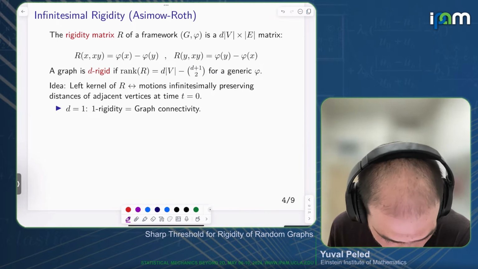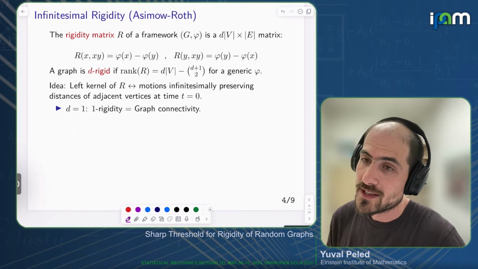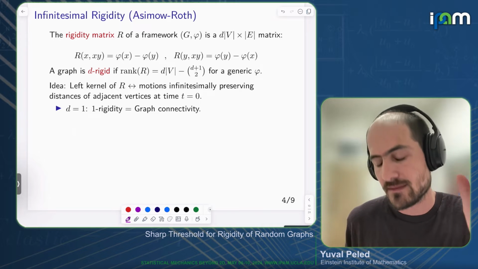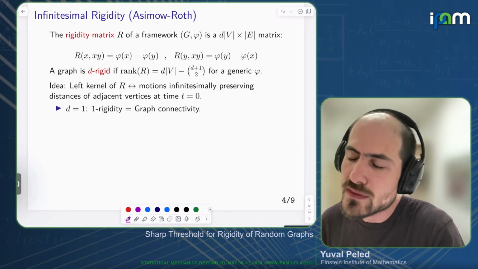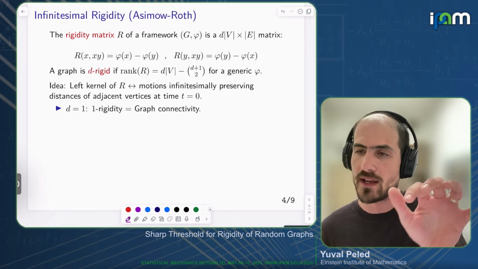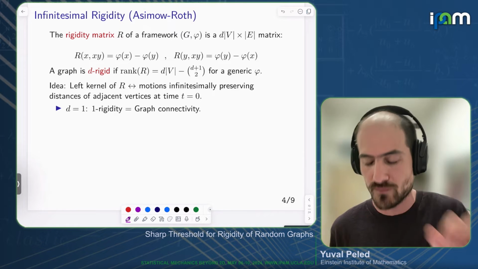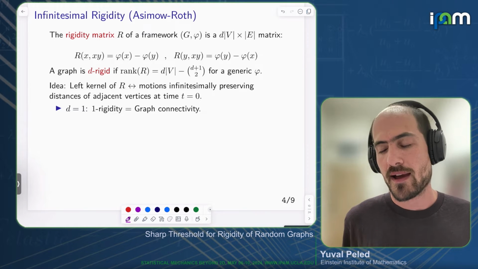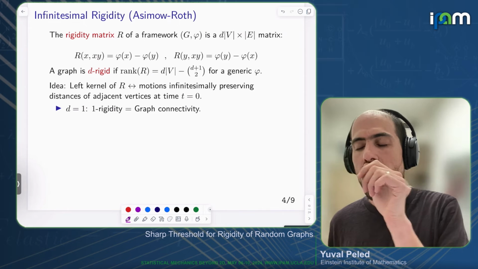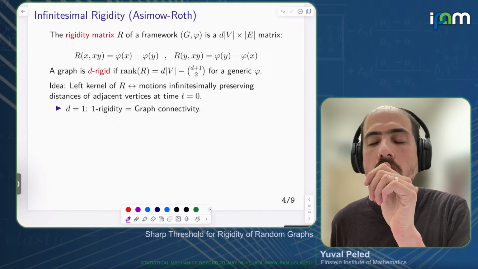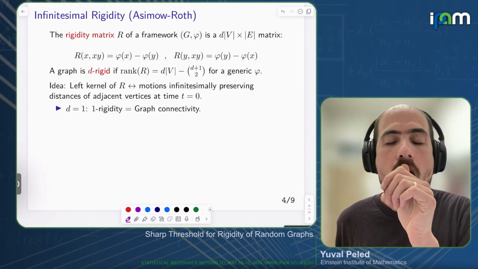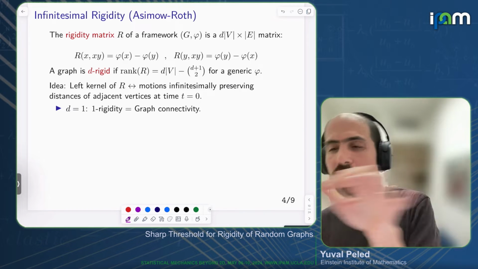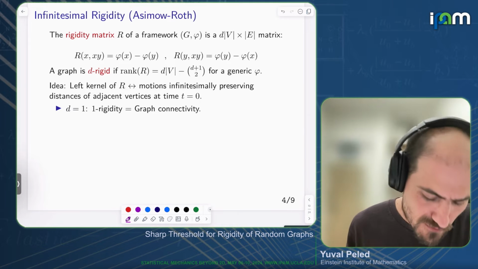So for d equal to 1, rigidity on the line is exactly graph connectivity. Intuitively, that is not hard to see: if you have a connected graph, there is only one way to move all the vertices.